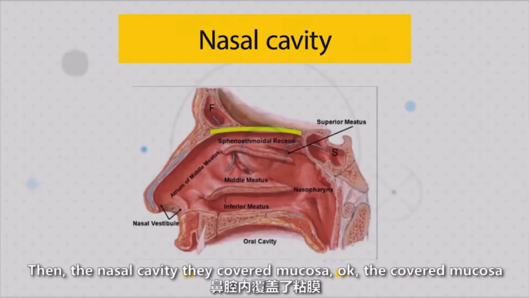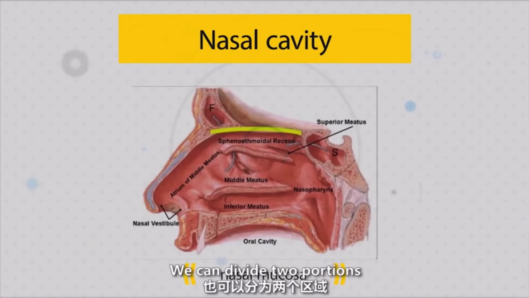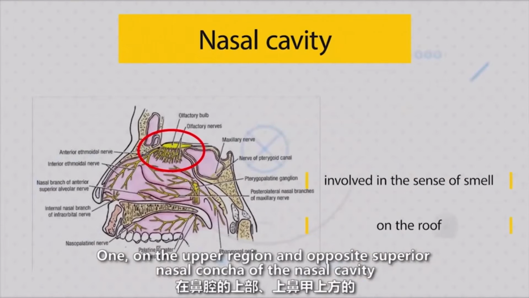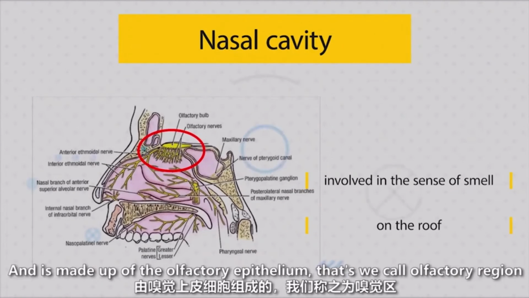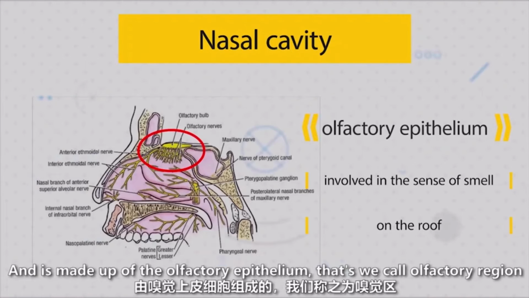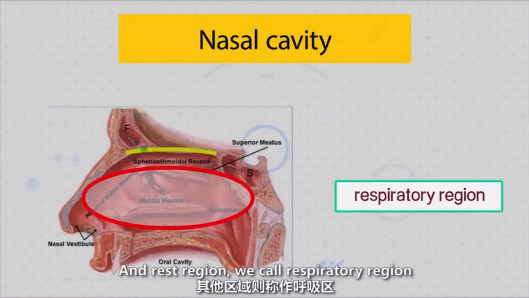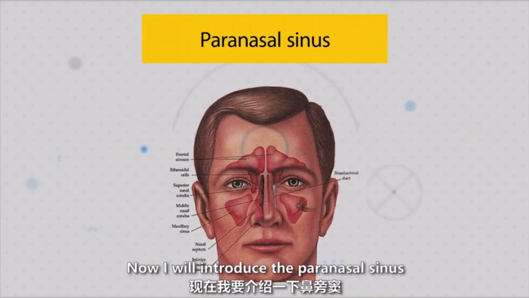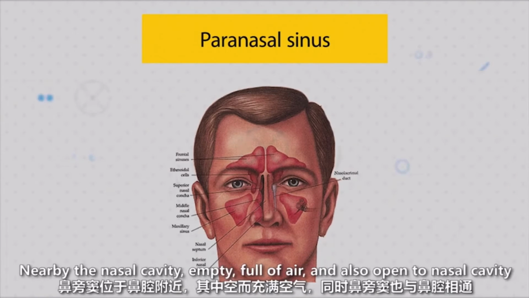The nasal cavity is covered by mucosa, which we can divide into two portions. On the top ceiling, the area opposite and covered by the superior nasal concha is what we call the olfactory region, and the rest is what we call the respiratory region.